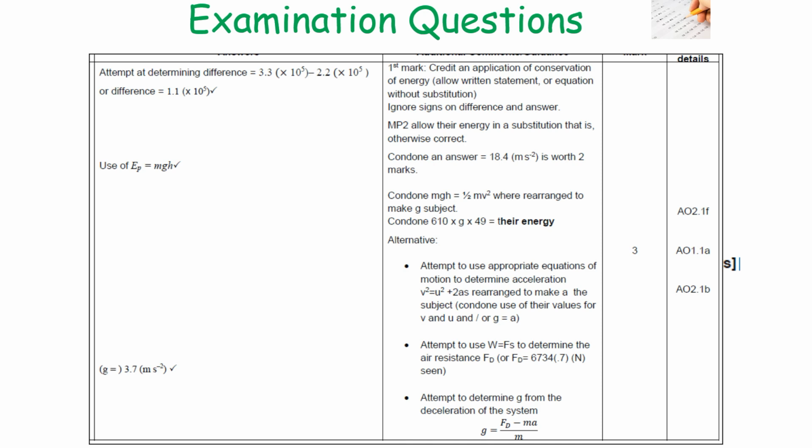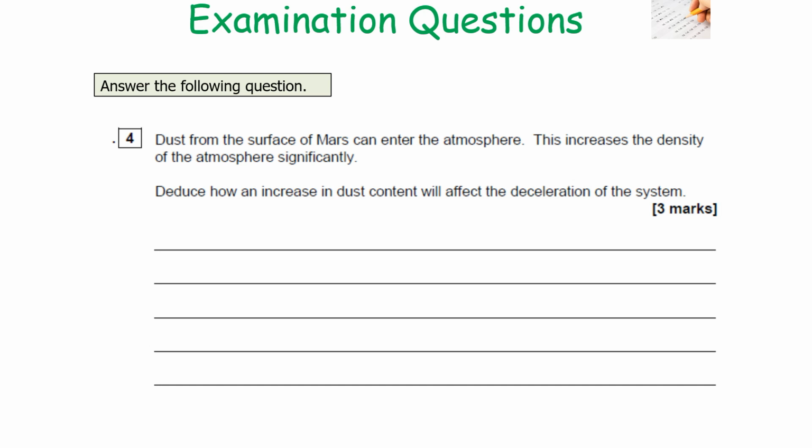So we can therefore say EP is equal to mgh, and we know that EP is going to be 1.1 times 10 to the 5 joules, because that's our potential energy, because it's changed there. So if we say that equals mgh, we can make g the subject, pop our values in, and we get 3.7 meters per second squared as our answer. Let's have a look at our next question.